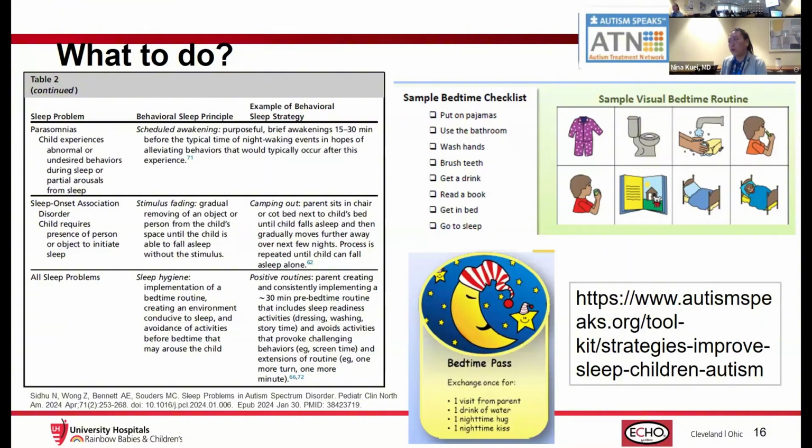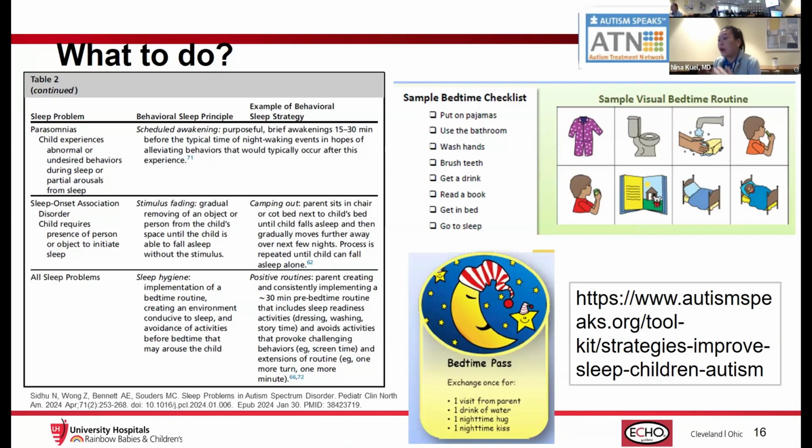For parasomnia, typically if we're talking about night terrors, scheduling awakenings. If we're talking about sleepwalking, making sure the house is safe, that they're not going to fall downstairs or get outside, anything like that. For sleep onset association disorder, mostly stimulus fading. A lot of times this is just parents being right next to them or in bed with them before they fall asleep. So we also do a gradual extinction type of method with that as well. They call it camping out sometimes.